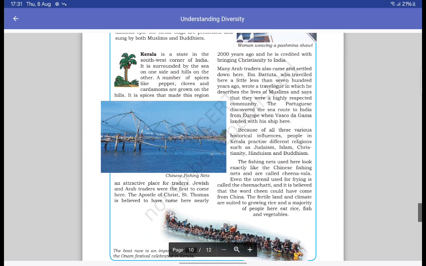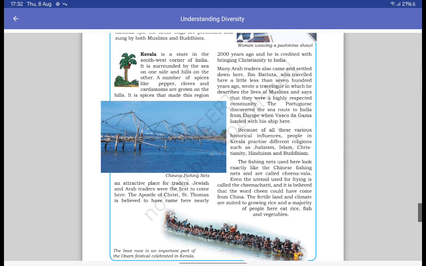So, known as the Spice Garden of India. Then, comma, Apostle of Christ, Saint Thomas, credited with introducing Christianity to India, came here 2000 years ago.